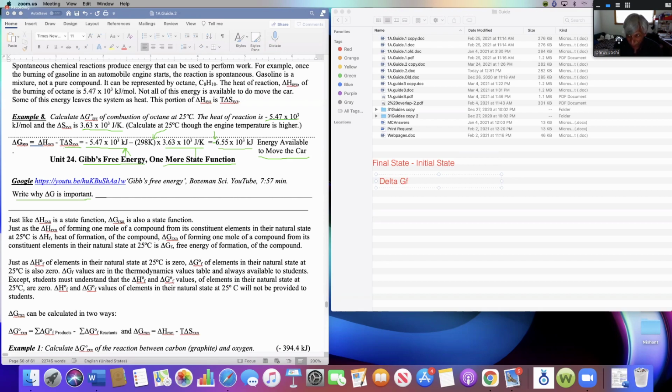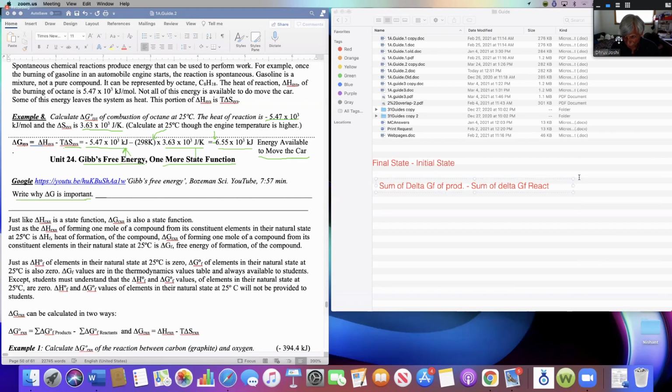G F of formation. Like delta H of formation, there is also such a thing as delta G of formation. It's forming one mole of a compound from its constituent elements. How much energy is available to do work? So the final state is going to be the sum of all delta G F of the products minus the sum of delta G F of the reactants.